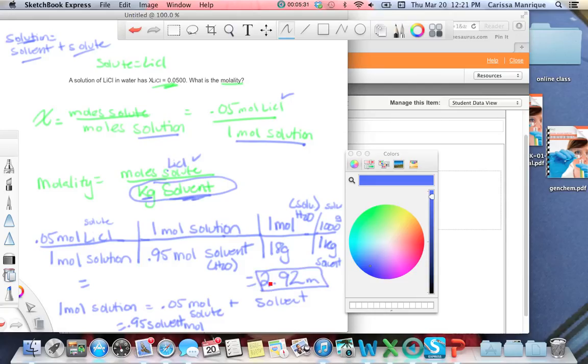Okay, so the hardest part here is knowing exactly the definition of a mole fraction and molality and realizing that mole fraction is moles of solution and molality is kilograms of solvent. So figuring out this step right here, let me circle it, I think was the hardest step: realizing that there's 0.95 moles of solvent in 1 mole of solution.